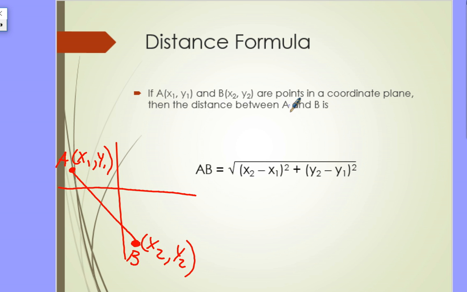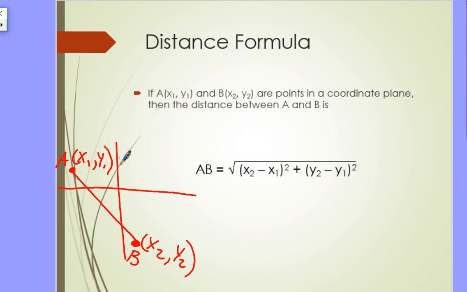The distance between any 2 points in a coordinate plane can be found by taking the square root of x2 minus x1 quantity squared plus y2 minus y1 quantity squared. Well, where does this actually come from? If I have a random point A right here, with its x value x1 and its y value y1, and a random point B right here, we'll call this x2 and this y2. If I want to find the distance between these 2 points, I can take x2 minus x1 squared, y2 minus y1 squared, add them together and take the square root.